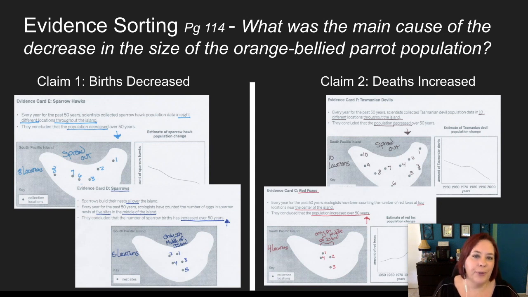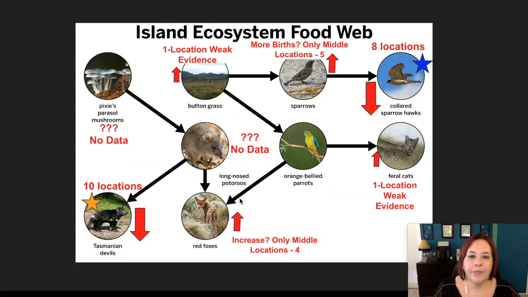Let's go to that food web and find out why. So if we have an increase in red foxes, they are going to be looking for more energy storage molecules, which means they're going to go after one of their consumer populations, which is our orange-bellied parrots, which means the deaths in the orange-bellied parrot population could increase.